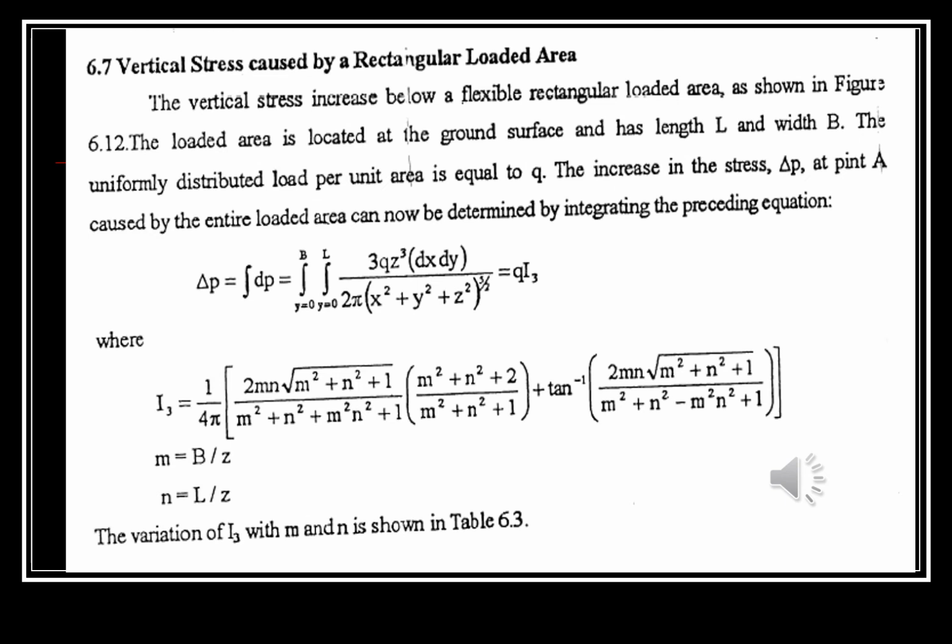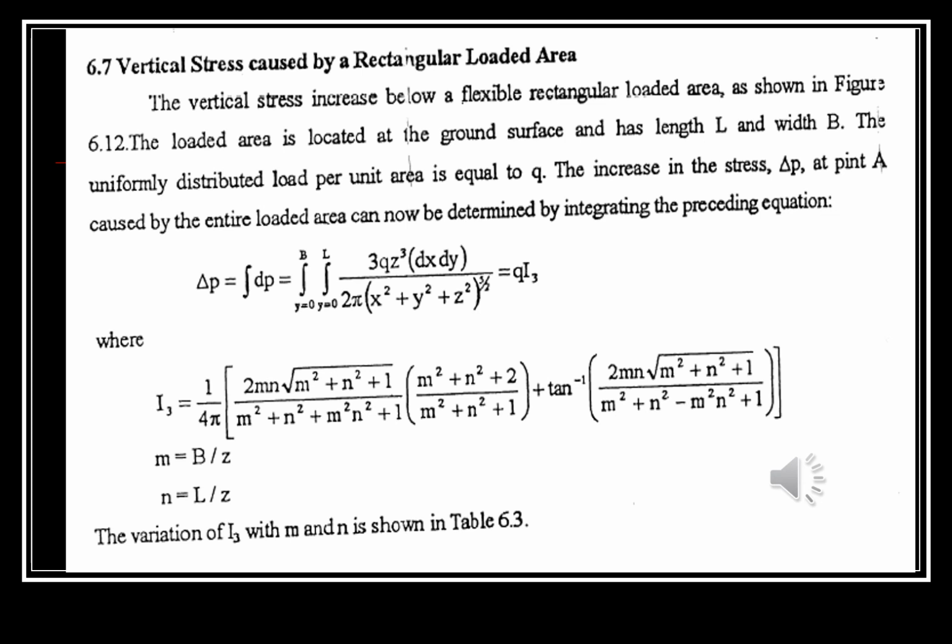The next one is the vertical stress caused by a rectangular loaded area. The vertical stress increase below a flexible rectangular loaded area is shown in figure 6.12. The loaded area is located at the ground surface and has a length L and a width B. The uniformly distributed load per unit area is equal to Q. The increase in the stress delta P at the point A corresponding to the entire loaded area can now be determined by integrating the preceding equation.